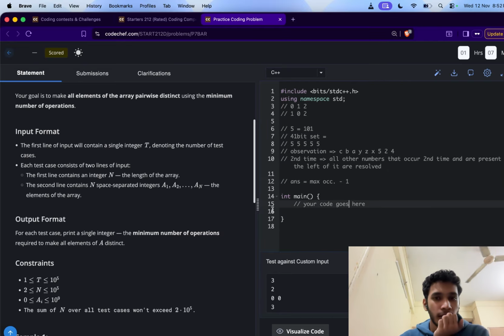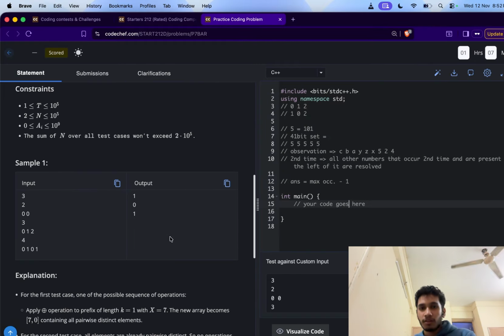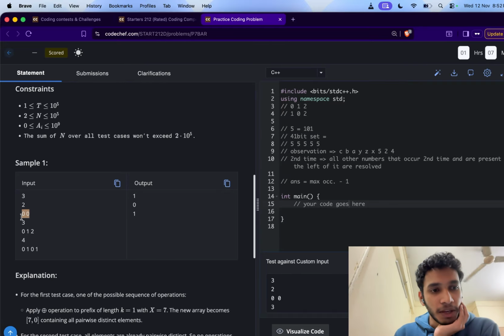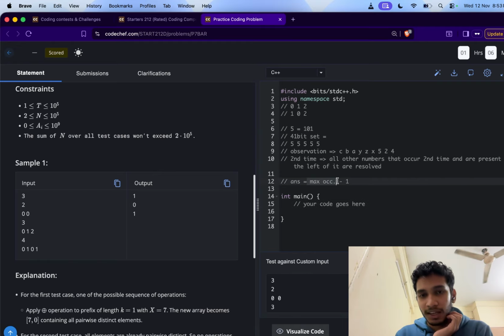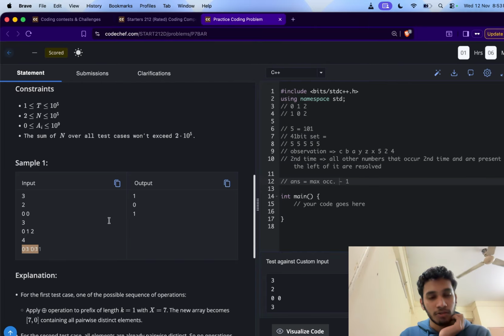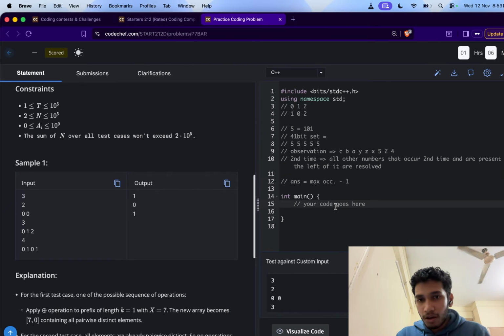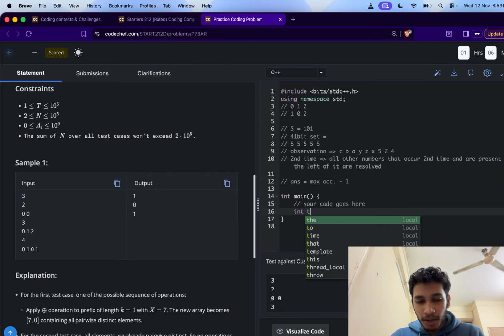Let's see whether our thinking is correct or not. 0 is appearing 2 times, answer is 1. All the elements are unique, so the maximum occurrence of any integer is 1, and 1 minus 1 is 0. Similarly, the maximum occurrence is 2, answer is 1. The logic goes correct up till this part.